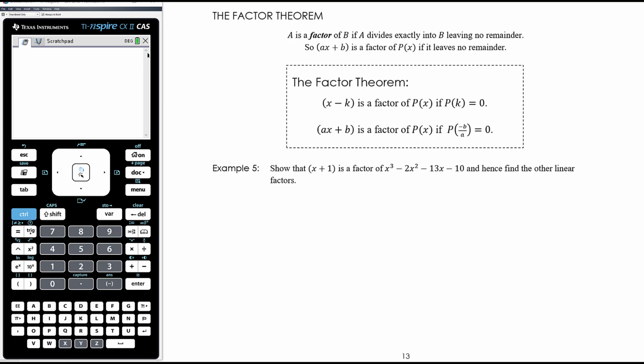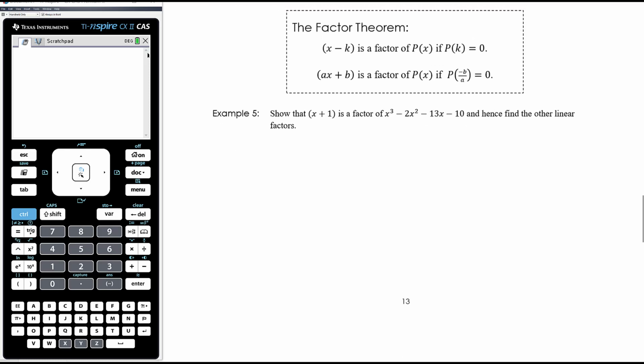Okay, so we already know from our remainder theorem that if we're dividing by x minus k, p of k is the remainder. So if p of k is equal to 0, then that means that x minus k has to be a factor. Similarly, same for the more complicated factors. If we're dividing by ax plus b, we find the remainder by evaluating p of negative b on a. And so therefore, if p of negative b on a equals 0, that means the remainder is 0, and it therefore means that ax plus b must be a factor.